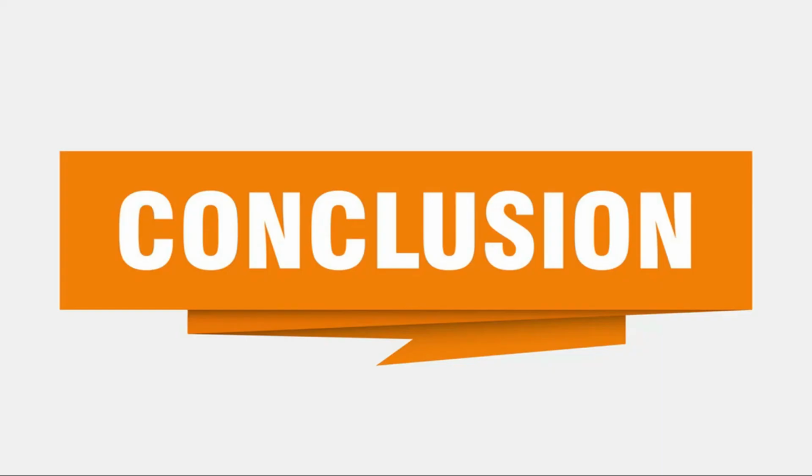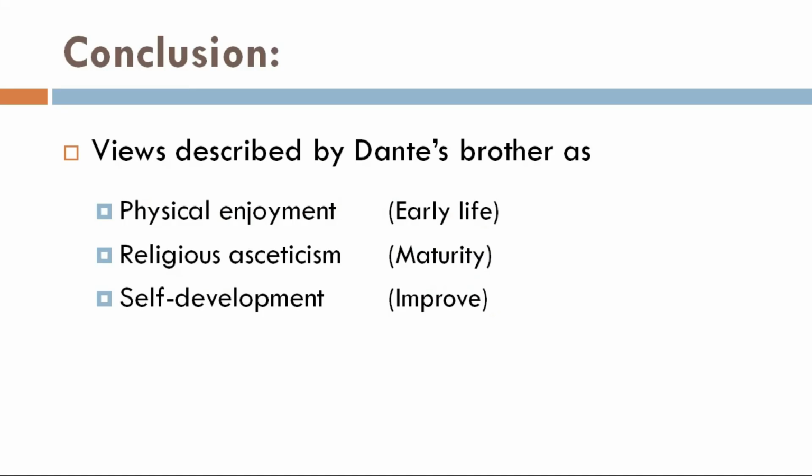Okay, so now it's time for the conclusion. The three sonnets are usually taken to be three different views, although apparently the same. The view described by Dante's brother as the first choice, Choice 1, is physical enjoyment. Choice 1 is about physical enjoyment like in early life, as a childhood or baby, and he or she should enjoy as everyone enjoys. Choice 2 is about religious asceticism.